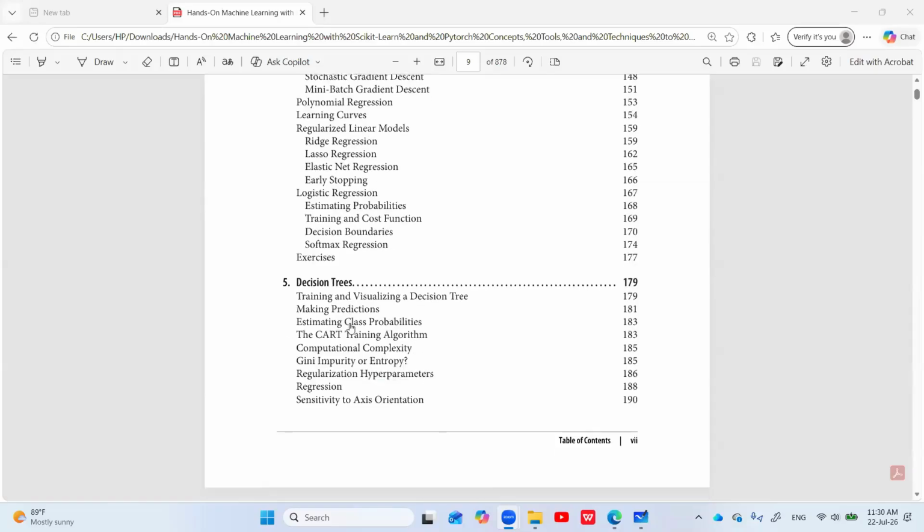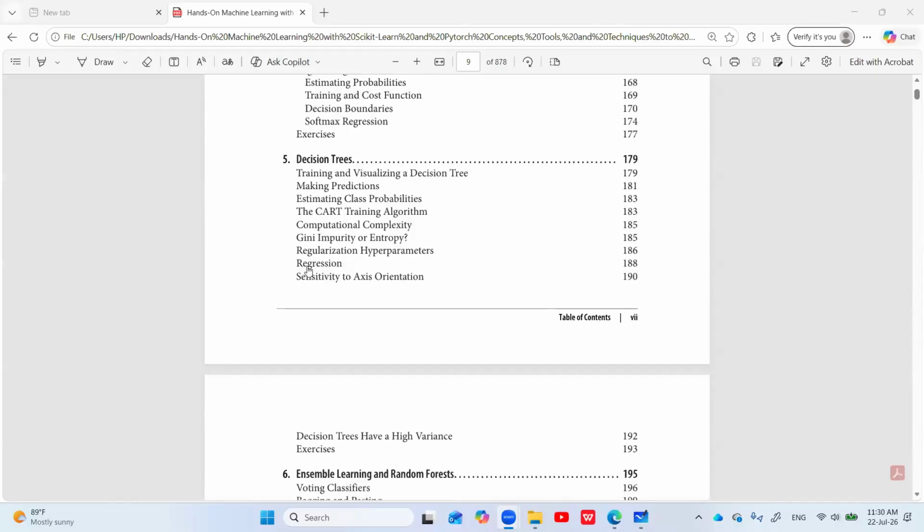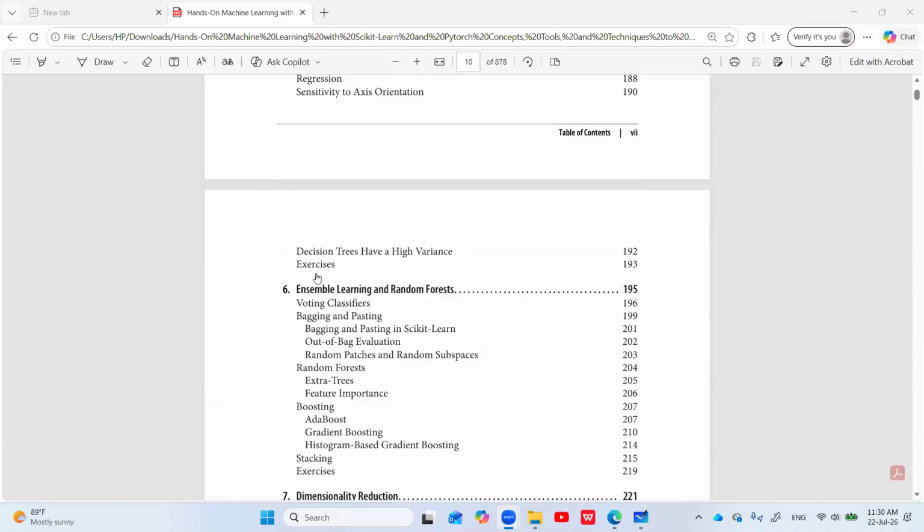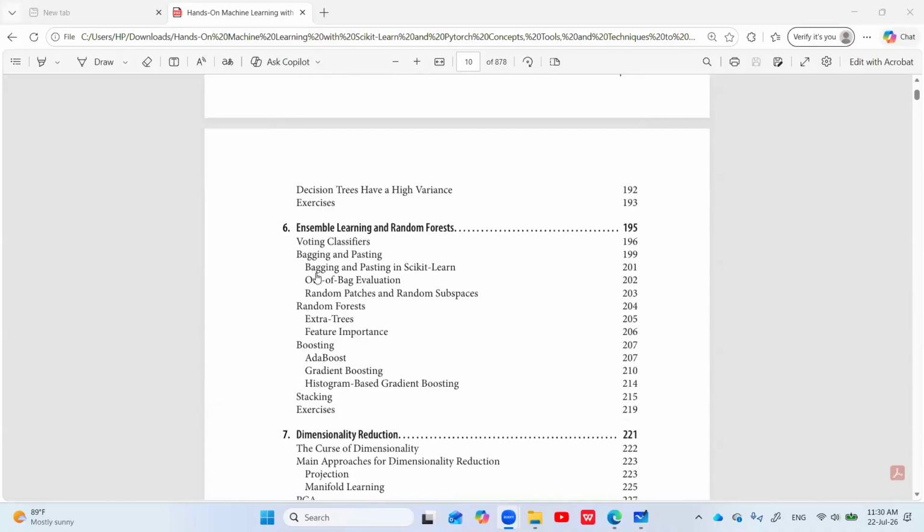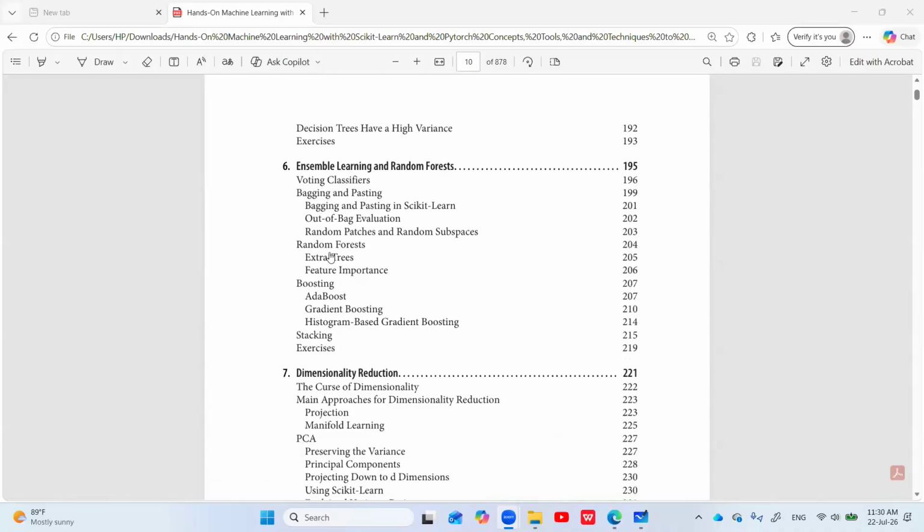Chapter 5 is basically decision trees. We will be learning all the concepts underlined in this chapter. Chapter 6 is ensemble learning and random forests. There we will learn the bagging techniques and also the boosting techniques.